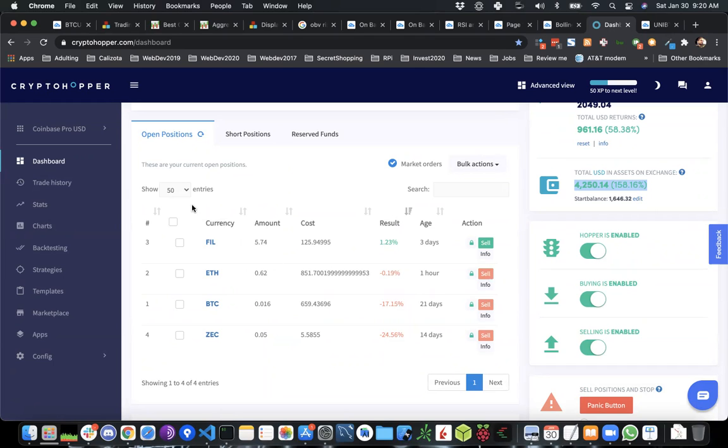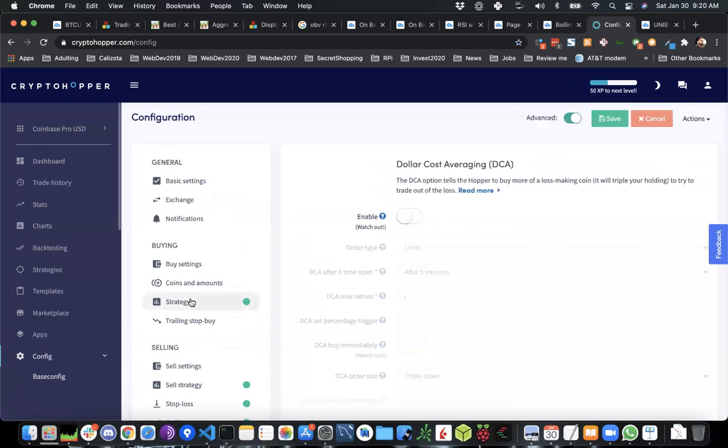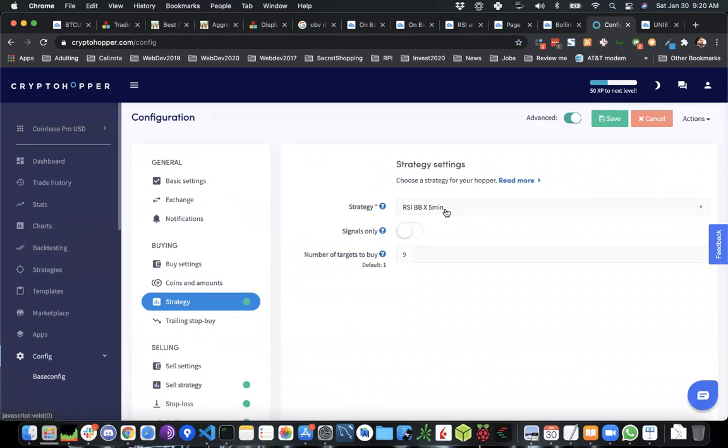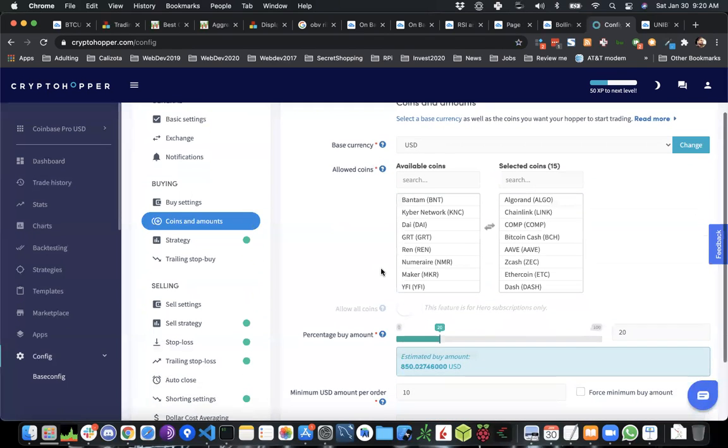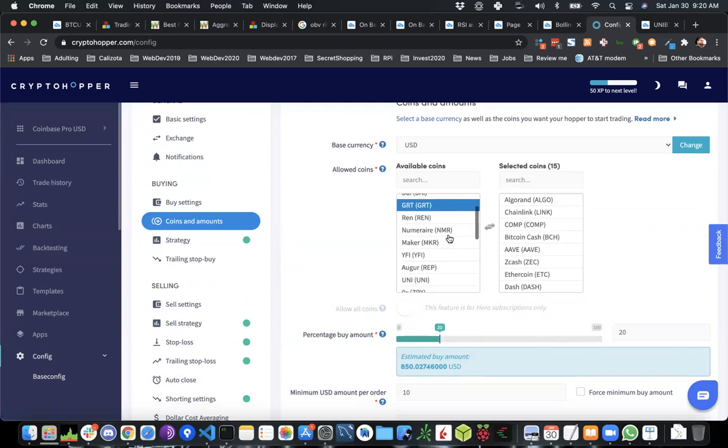But same thing, base config. You set up your strategy. I'm using the same 5-minute RSI BB crossover. The difference on this one is the coins. When you're trading US dollars, you can trade against any coin. And so they've got just all sorts of stuff in here.